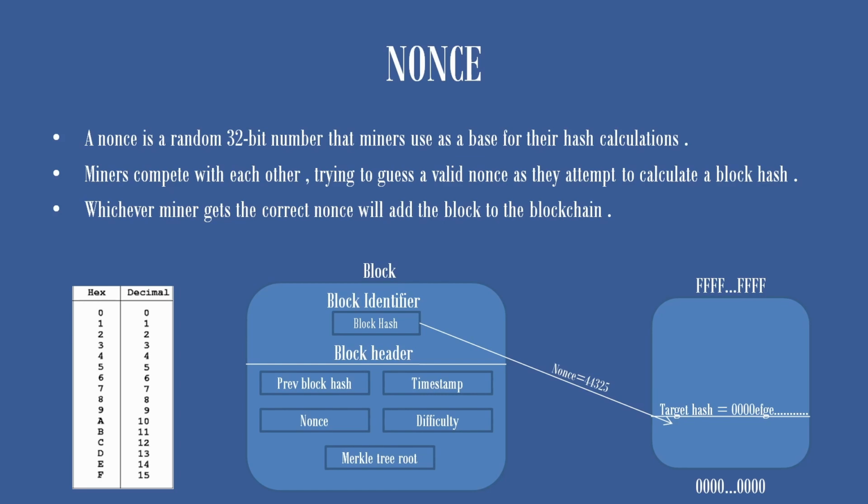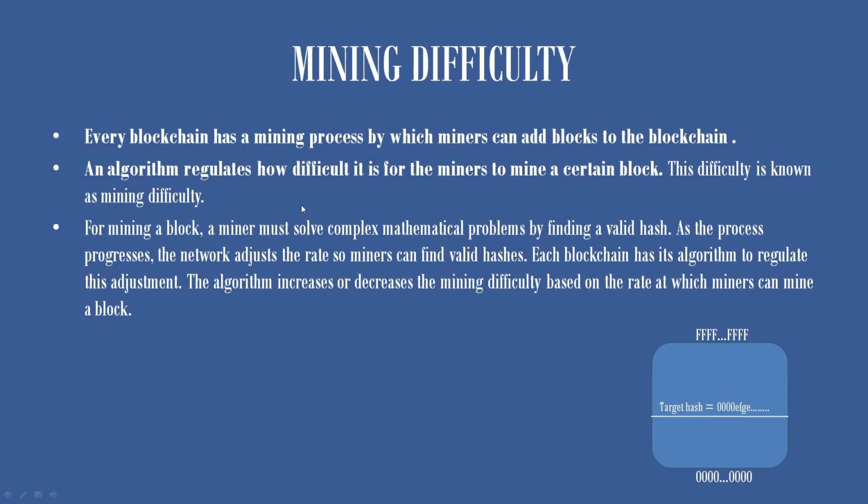Okay, so moving on to the next slide. Mining difficulty. Every block has a mining process by which miners can add blocks to the blockchain. An algorithm regulates how difficult it is for the miners to mine a certain block. The difficulty is known as mining difficulty. For mining a block, a miner must solve a complex mathematical problem by finding a valid hash. As the process progresses, the network adjusts the rate at which miners find valid hashes.